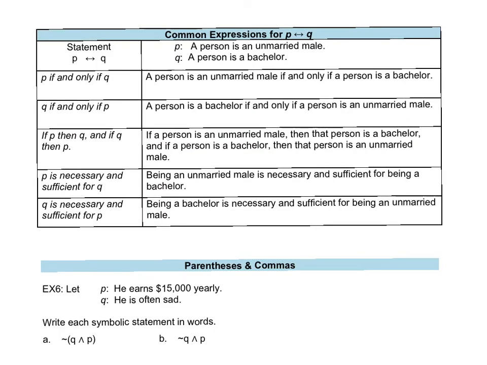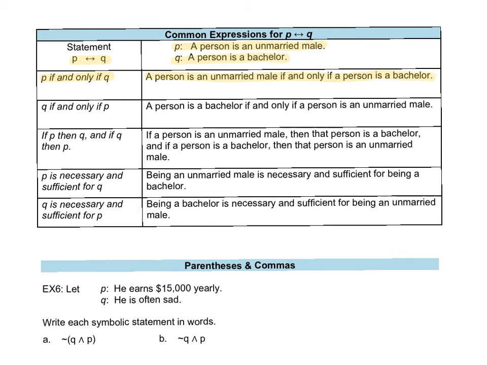And again, we have another table of other ways we can say if and only if. Again, symbolically, it's all going to be P, that double arrow, Q. So let's say P would be a person is an unmarried male. Q, a person is a bachelor. Notice that P and Q are the exact same thing. An unmarried male is a bachelor. So we saw the if and only if. P, if and only if Q. A person is an unmarried male if and only if a person is a bachelor.